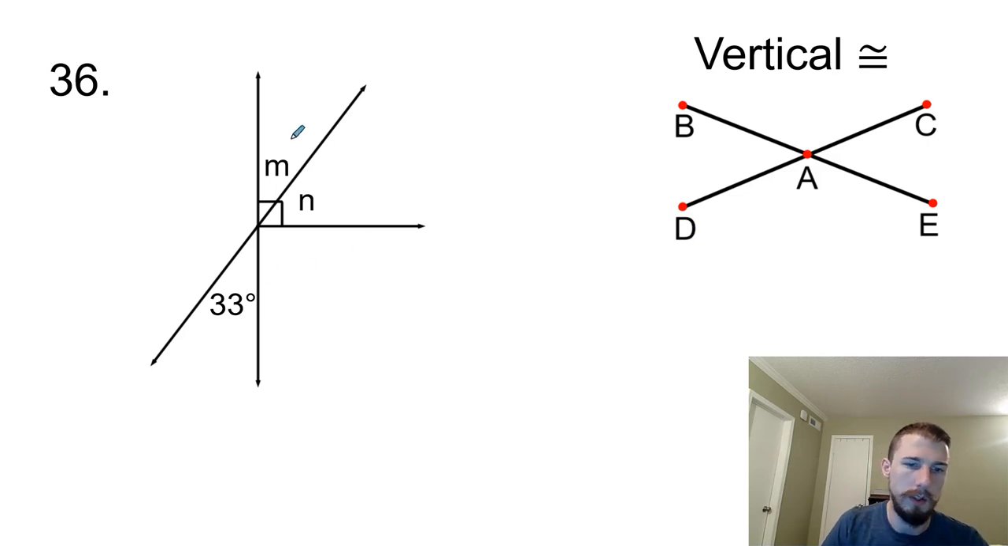So this one might be kind of difficult to solve. You see M and N, of course, are going to add up to 90 degrees, but we would have to know what one of them is before we can find the complement of the other. So what other information do we have? I know there's a hint over here. Vertical angles are congruent, right?